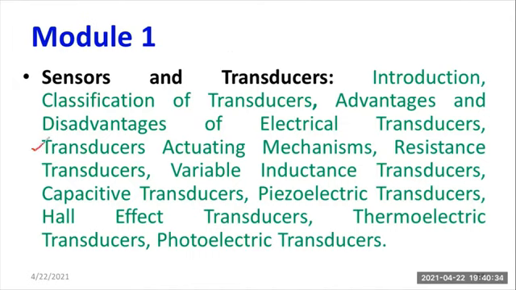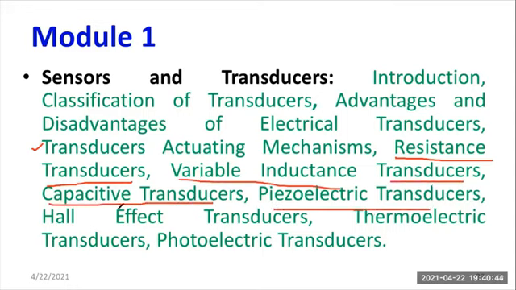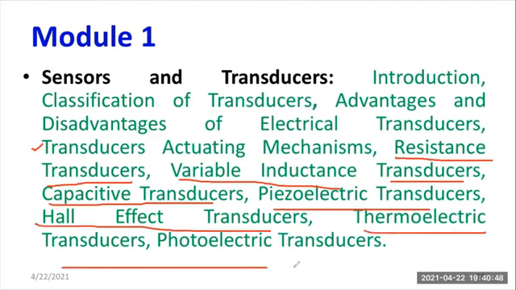Then the transducer actuating mechanism. Then different types of transducers such as resistance transducers, variable inductance transducers, capacitive transducers, piezoelectric transducers, Hall effect transducers, thermoelectric transducers, and finally photoelectric transducers. I will try to explain in an application-oriented manner. So this is the first part of that particular course.